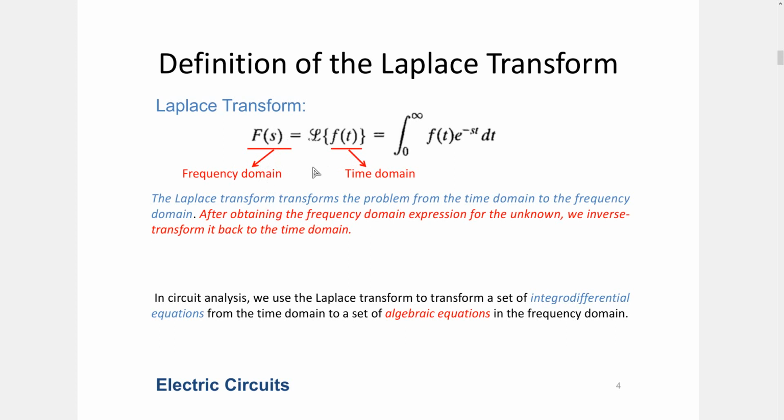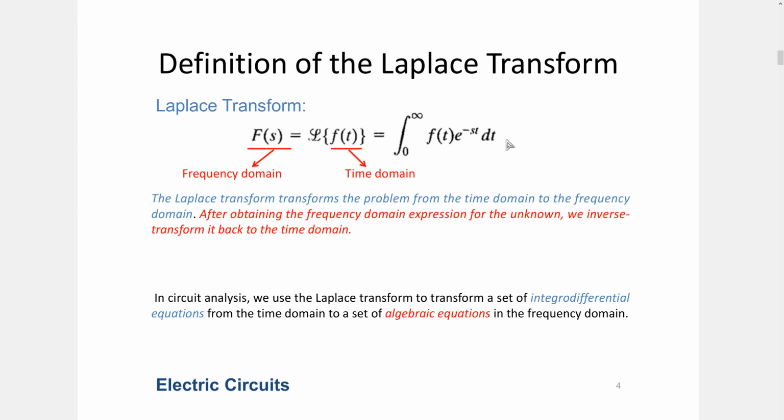And the L is the operator for the time domain to frequency domain transform. That is, we use the L for representing the Laplace transform, operational Laplace transform. And the meat is here: the Laplace transform is defined as an integral from time equals 0 to infinity. And we simply multiply the function that needs to be transformed with e to the minus st dt.